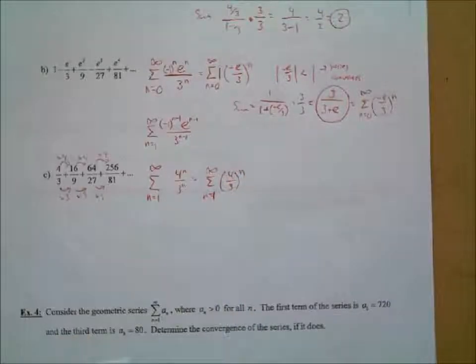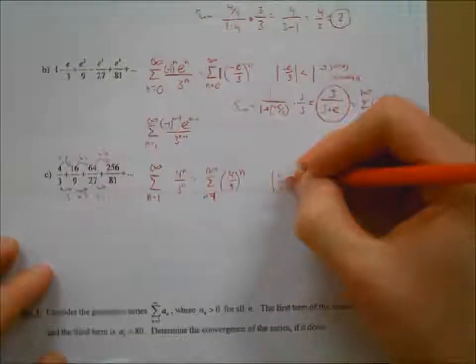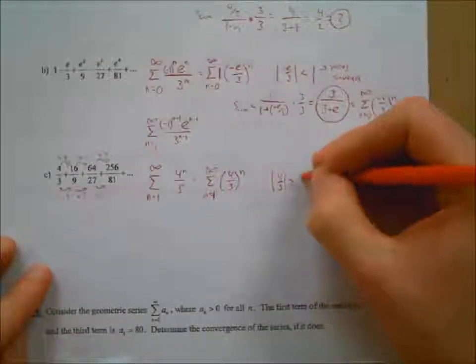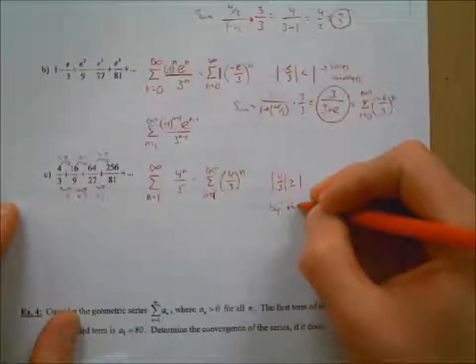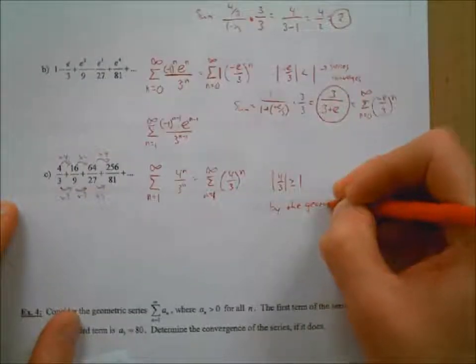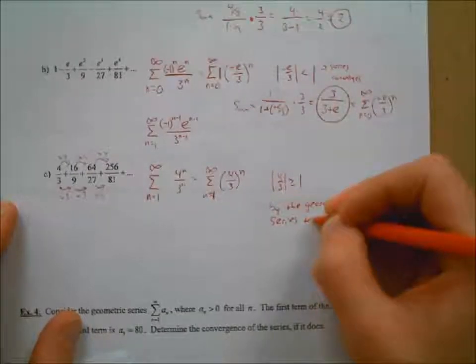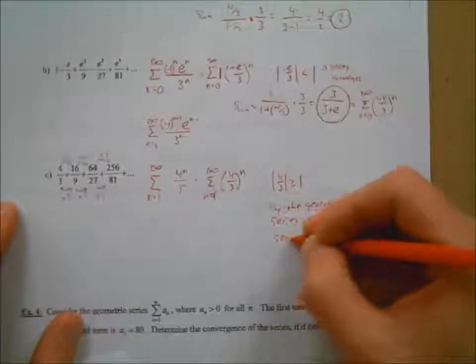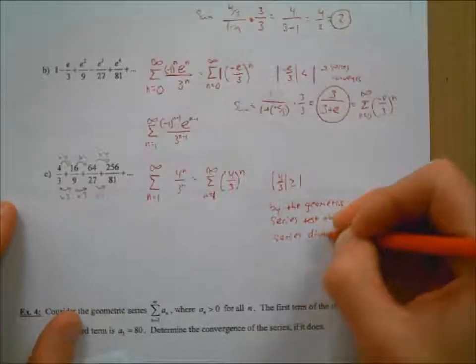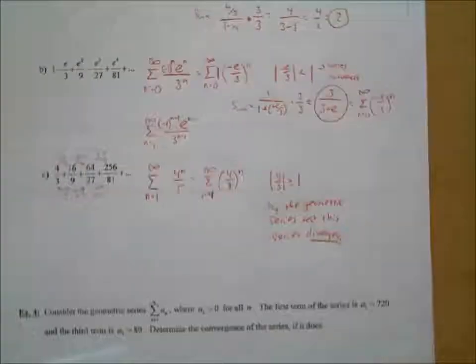Okay. And so then what can we say about this series? It diverges. Exactly right. Okay, our common ratio is greater than or equal to 1. So by the geometric series test, this series diverges. Okay, so you had to get one of those in there too, right? Show that it diverges.